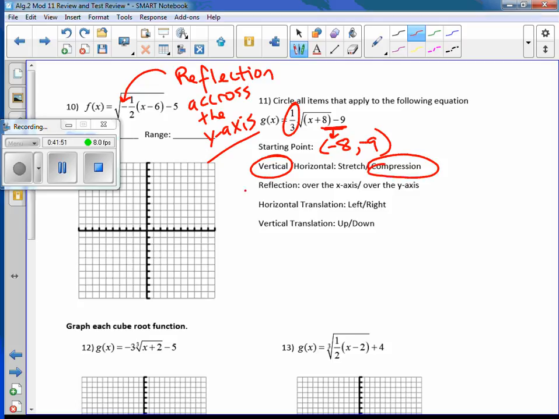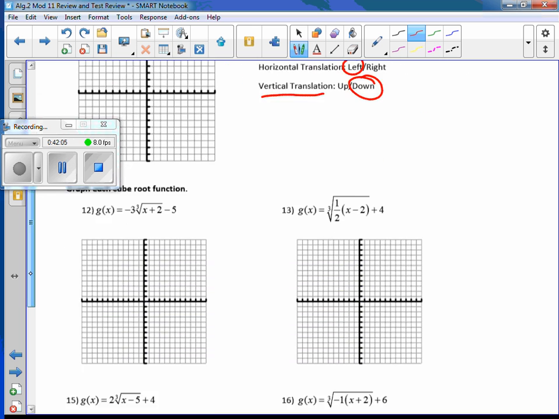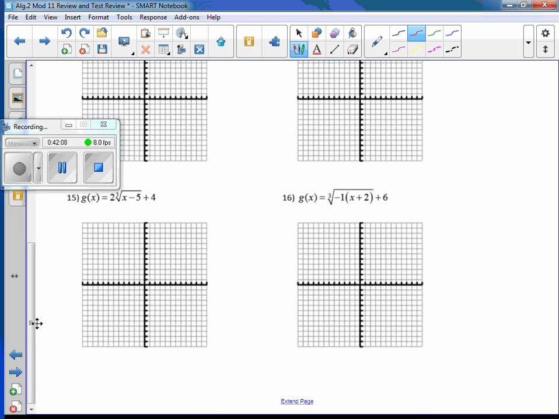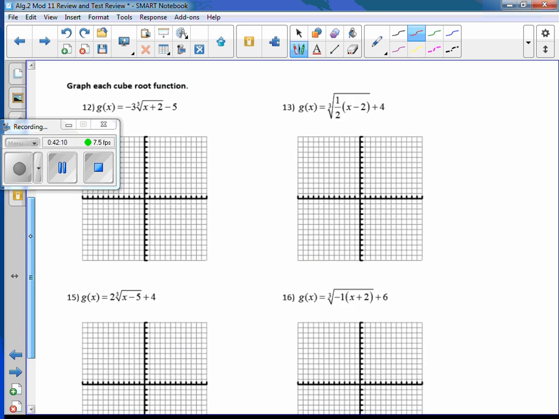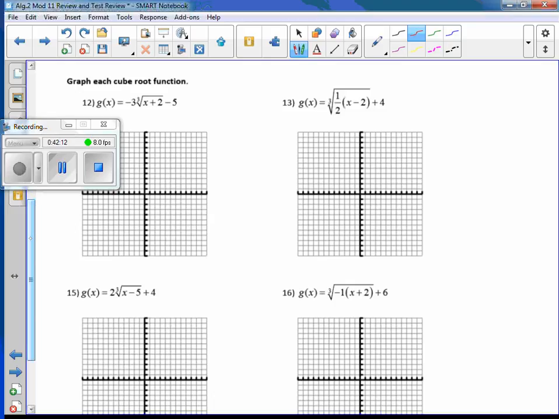And there is no negative, so there's no reflection. Now, the horizontal translation is going to be left 8, and the vertical translation is down 9. Now, let's go on to our cube root functions. All right, so here we go. Here's some of our cube root functions.